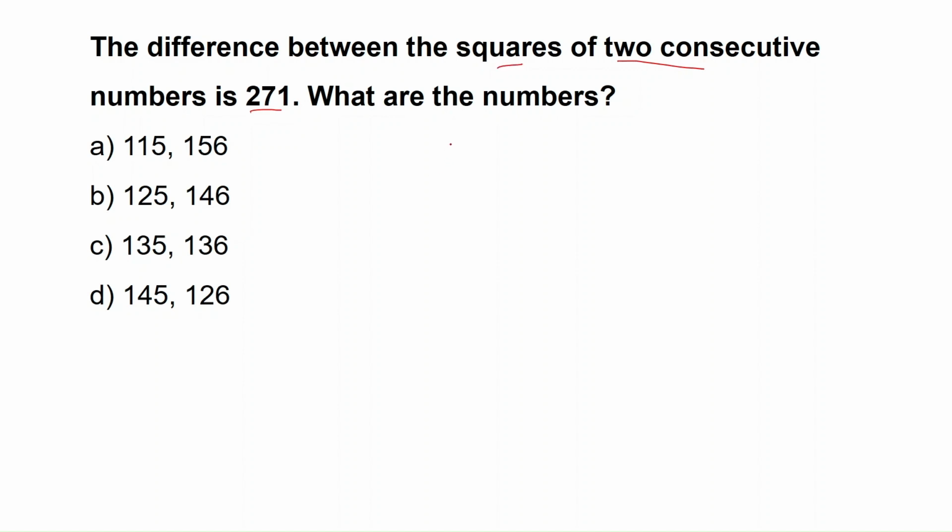So let's consider one number as x. So the next number will be x plus 1. Then next is the difference, right? Difference between the squares. So x plus 1. We'll take the larger number first so that the subtraction will be positive. Okay. So (x plus 1) square minus x square is equal to 271.